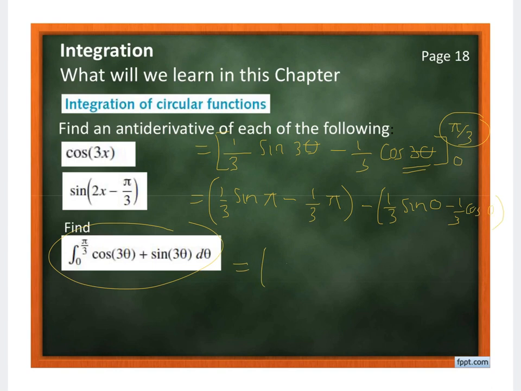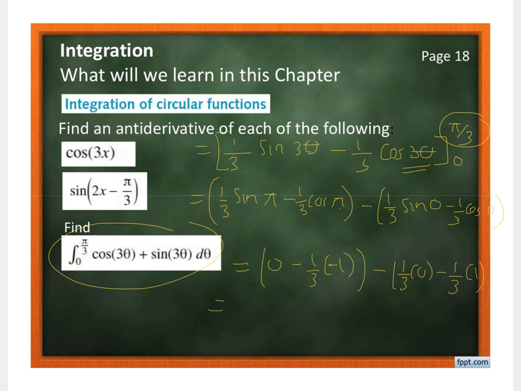So this one is cos, 1/3 cos pi. Sine pi is 0. Cos pi is negative 1. Zero, negative 1, minus. Sine 0 is also 0, minus cos 0, which is 1.